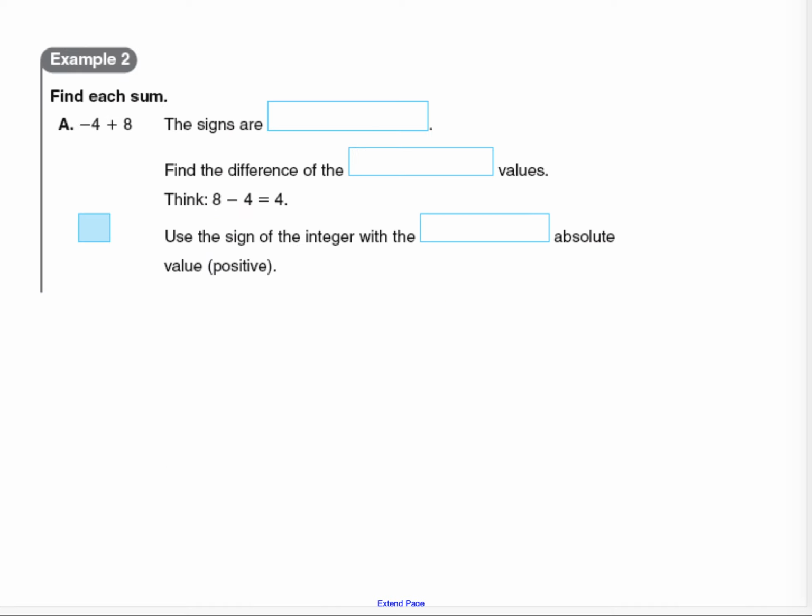All right, let's take a look at our next one here. So here we're finding the sum, and we don't have a number line. Negative 4 plus positive 8. So the first thing we need to decide: are the signs the same or are the signs different? And on this one, the signs are different. Different signs, remember, we're going to find the difference.